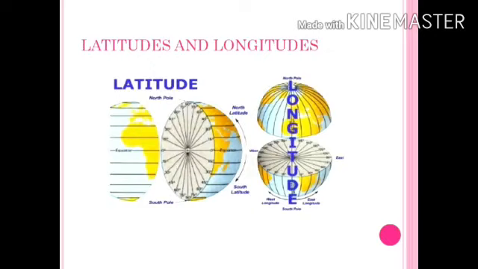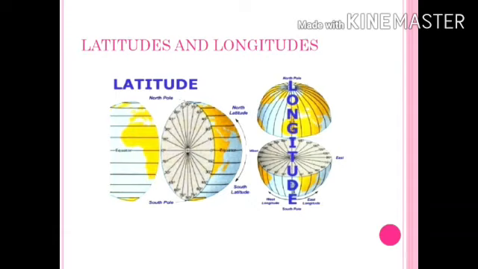Latitudes. The latitudes are circles, parallels running east to west. Next, they are numbered from 0 degree at the equator to 90 degree north or 90 degree south at the poles. Next, the equator divides the earth into northern hemisphere and southern hemisphere.